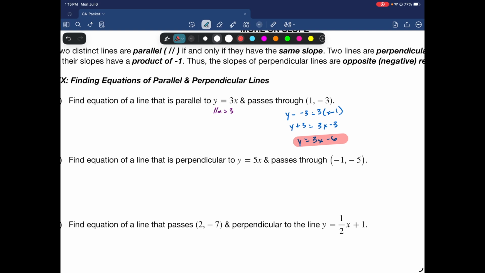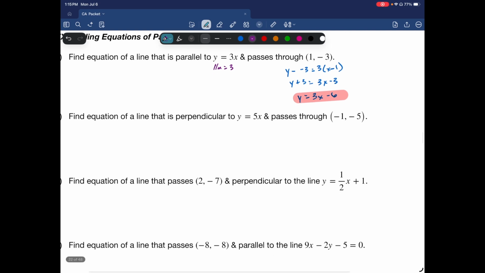All right, what about perpendicular? Well, this one says the slope is 5. My original equation is y equals 5x, so my slope is 5. But my perpendicular slope is going to be, you flip it and change the sign, so it's going to be -1/5. Another way to think about this is if I have 5 times some number m and I want it to be -1, set it up like this, solve for m, you get -1/5. That's another way to think about it.